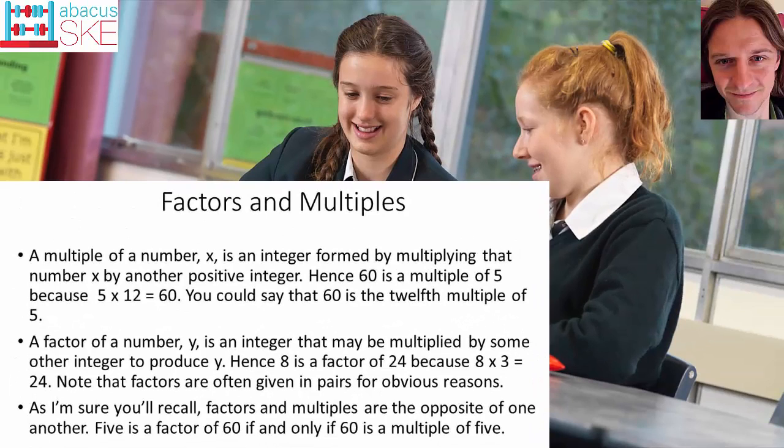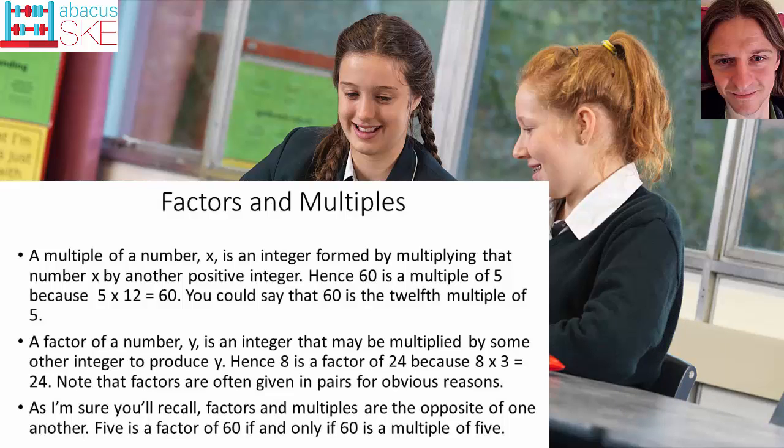Now, just a quick couple of questions I'm going to let you dwell on. You might want to pause the video here. Can you tell me what types of numbers have an odd number of factors? Only a very special type of number has an odd number of factors. What is that subset of numbers that have an odd number of factors?